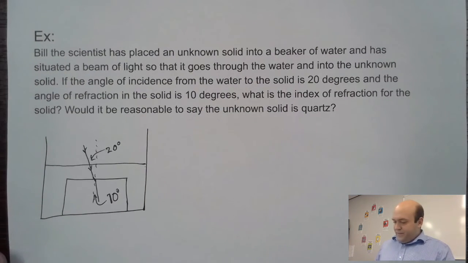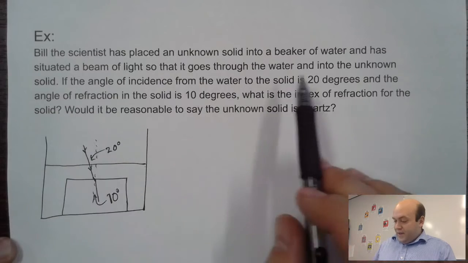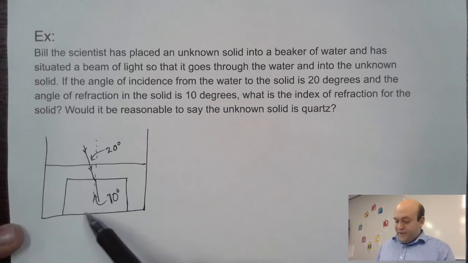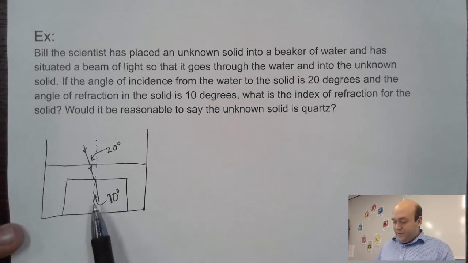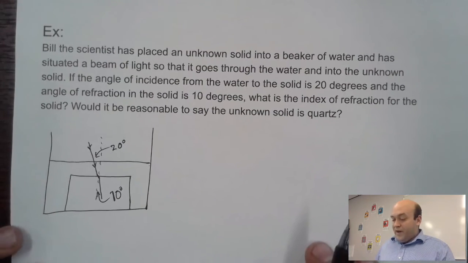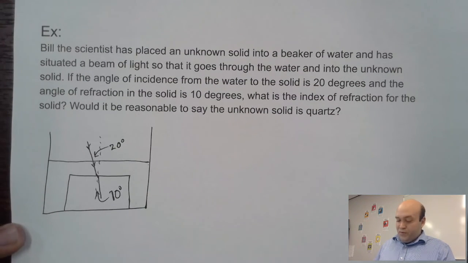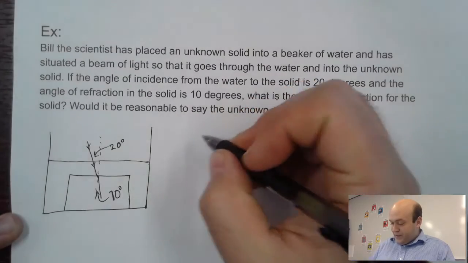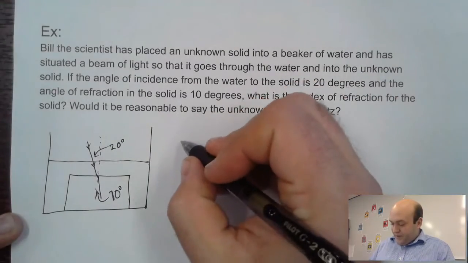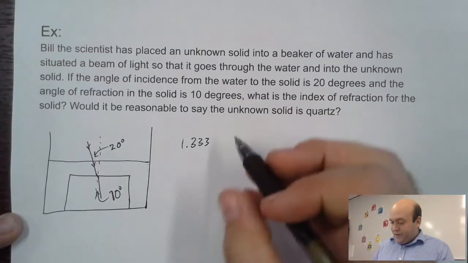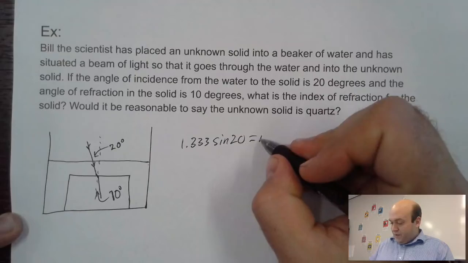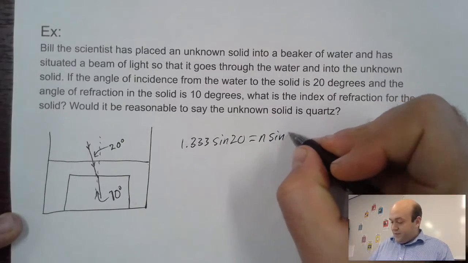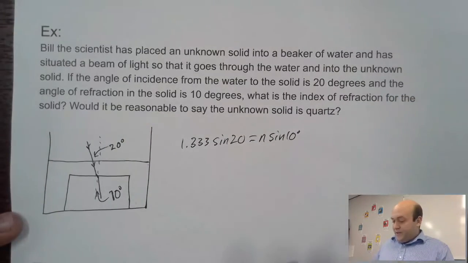One more example here, very similar, only this time we've got some unknown solid that we've submerged in water here, and we know what both angles are. We know the angle of incidence and the angle of refraction. We want to find the index for this unknown solid material. So just like before, we'll set it up, and we'll look at the table. The index for water, 1.333, times sine of 20 equals this index that I don't know, the one I'm trying to find, times sine of 10. And I just need to solve this.